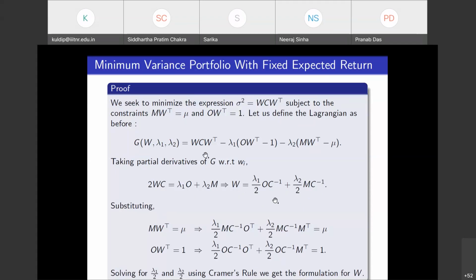You use the constraints MW transpose equal to mu and OW transpose equal to 1. So this is what you get. You now get a system of two linear equations, where the components MC inverse O transpose, MC inverse M transpose, OC inverse O transpose, and OC inverse M transpose, and mu and 1 on the right hand side, are known. So that means this is a system of two linear equations in lambda 1 and lambda 2, or you can view it as lambda 1 by 2 and lambda 2 by 2. So this again is a high school problem. You then solve for lambda 1 by 2 and lambda 2 by 2 using Cramer's rule or just by hand, by elimination.